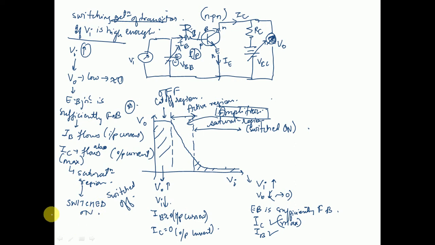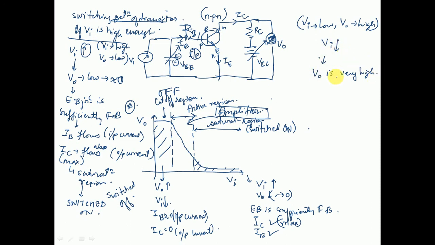Now the reverse one: if you take Vi very, very low and V naught very high. So in this particular case, Vi is low and VO is high. Will the current flow? No, it will not flow. But in the other condition, Vi is high and VO is low, that is why the current flows.